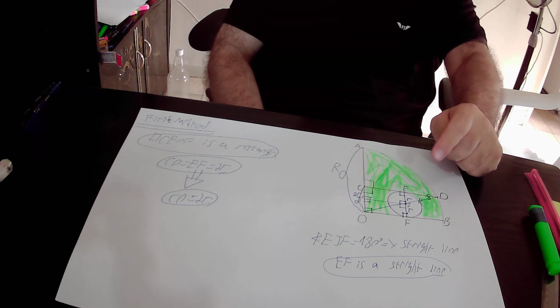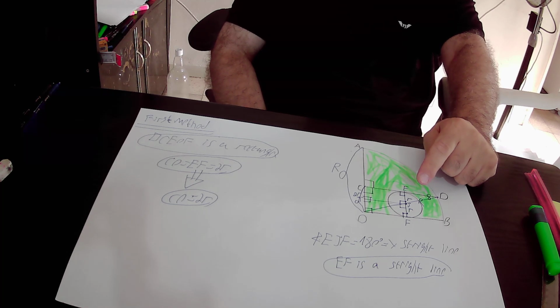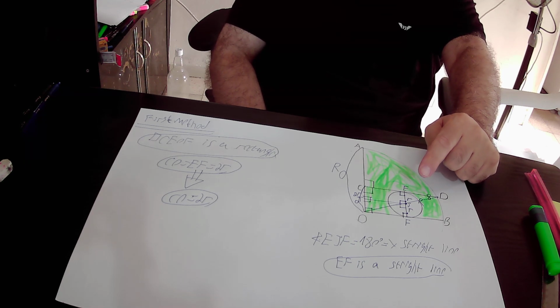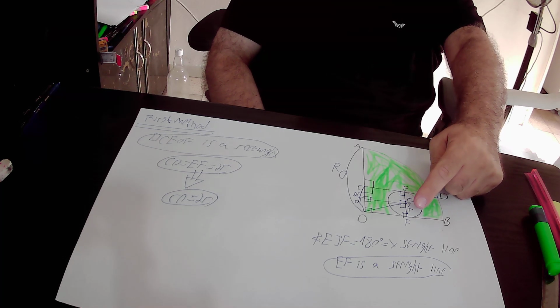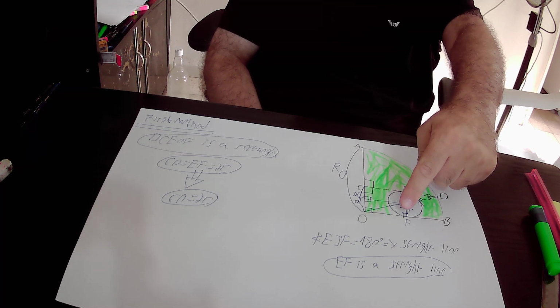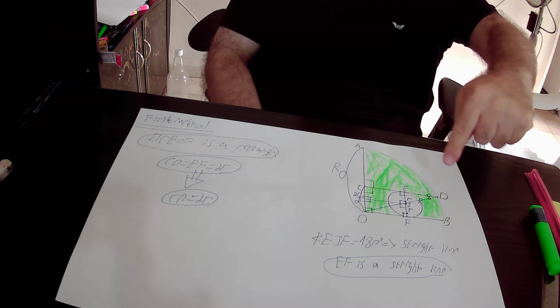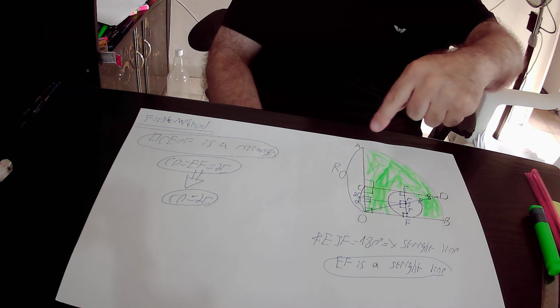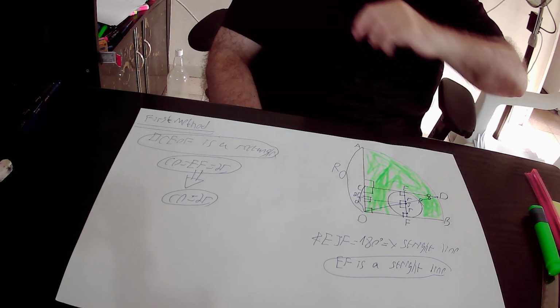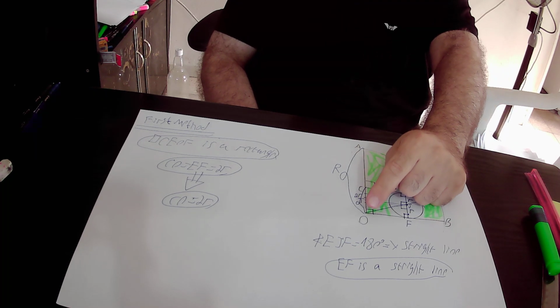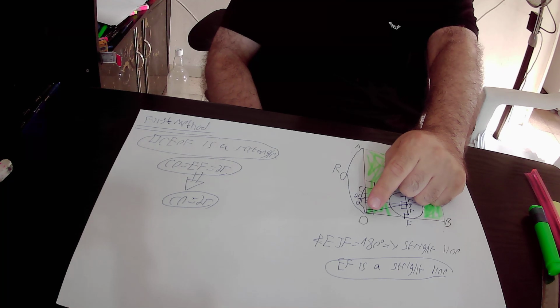So first of all, we defined the center of the small circle as J. Here we have the radius JE that is drawn to the point of tangency, therefore this angle equals 90 degrees. We have the radius JF that is drawn to the point of tangency, therefore this angle equals 90 degrees. And because of the fact that AOB is a quarter circle, point O must be the center of the quarter circle.